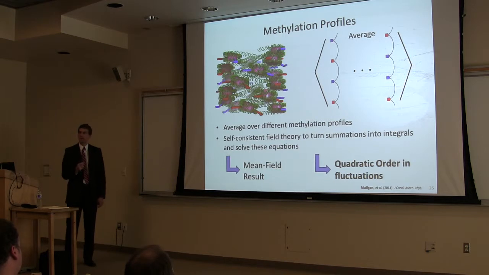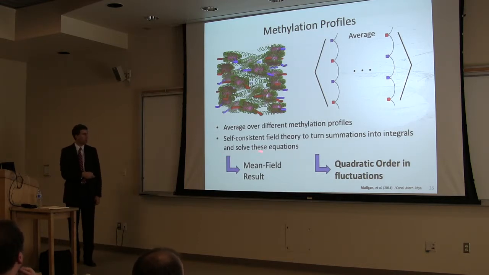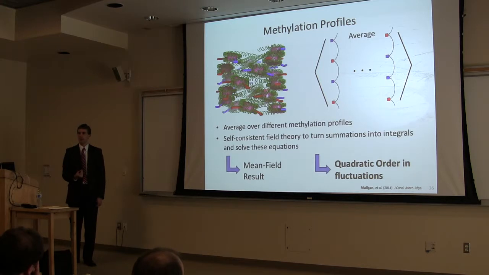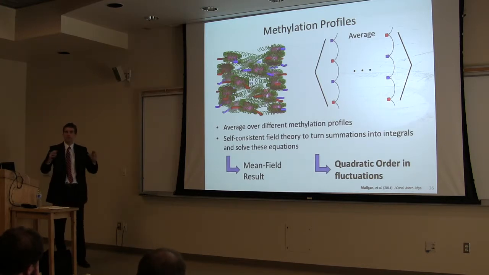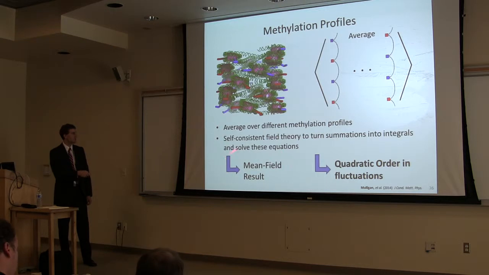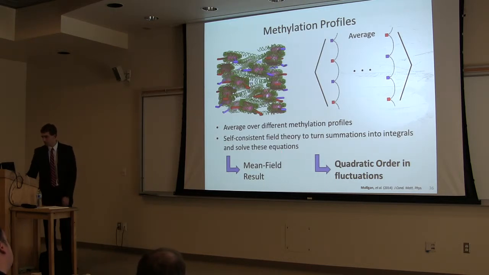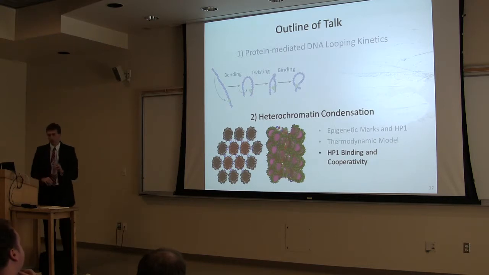But the basic idea is that we're going to turn the summation that you saw on the previous slide into integrals and then make systematic approximations. The lowest order approximation is called the mean field result. And basically, you average over all the interactions to create an effective field. And then we can look at fluctuations in HP1 binding away from this result. And that's the results I'm going to be showing you today. So now I'm going to move into the last part.